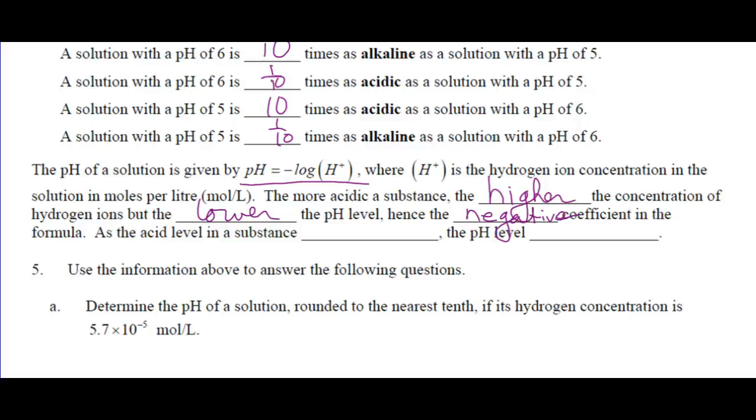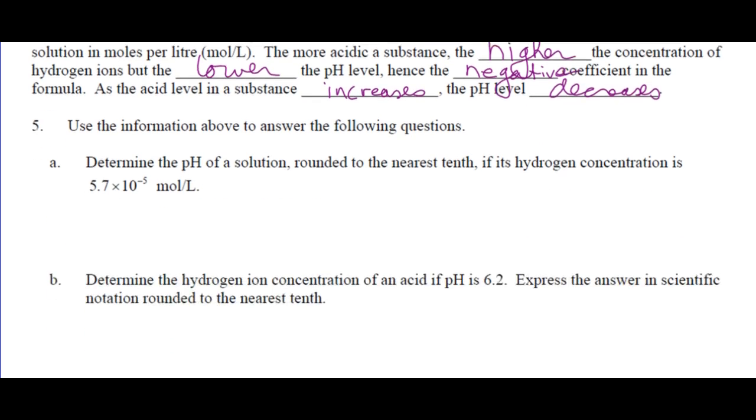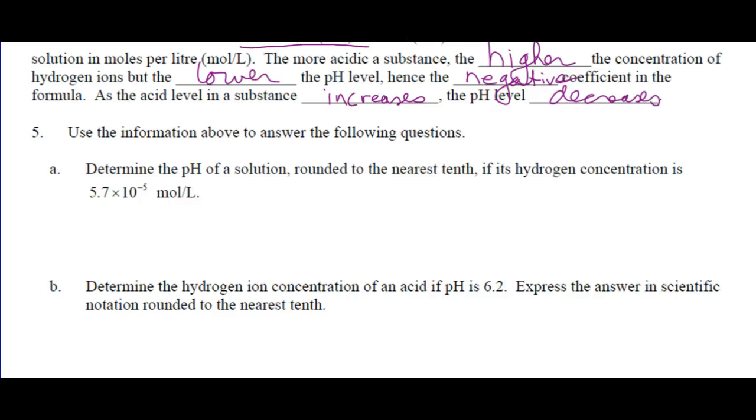As the acid level in the substance blanks, the pH blanks. So the acid increases, what happens to pH? It decreases. So as acid increases, the pH level decreases. Wouldn't both answers work in that case? Yeah, they're saying the same thing, right?